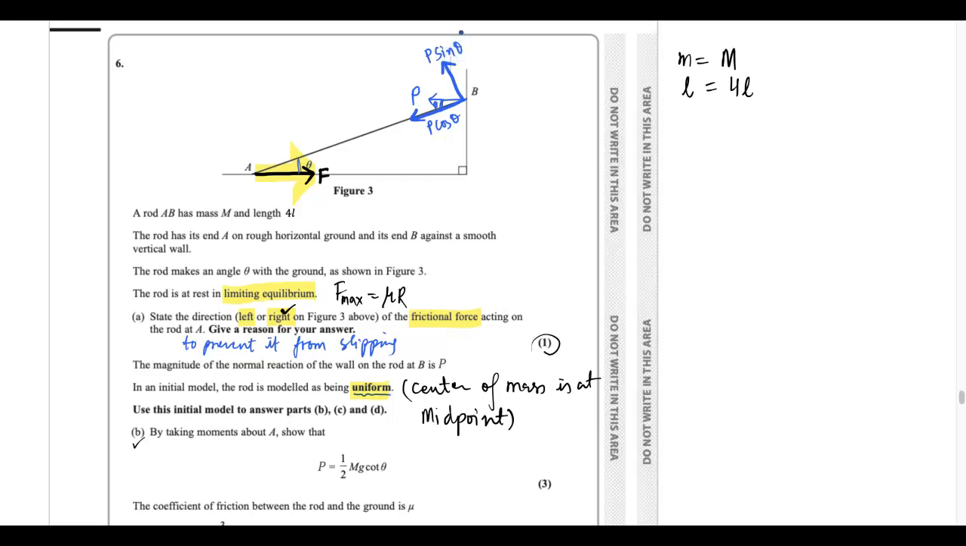That is good. And what else can we resolve here? We have the uniform information given to us. So let's say this is the midpoint, and this is our weight. The weight would be mg. If this is mg, now let's resolve. So this angle would be theta.